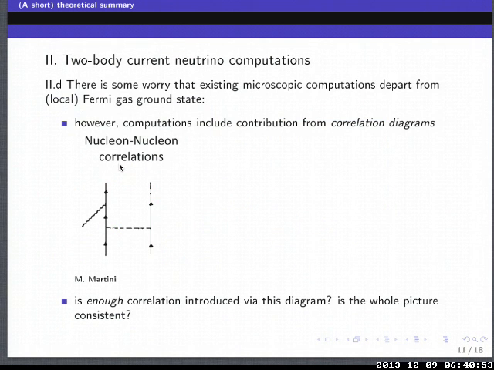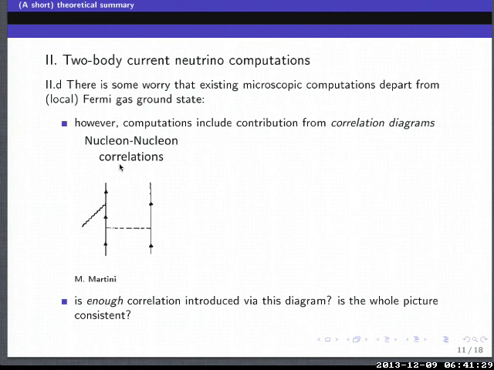Okay. What can be a little bit worrying is what I told you: in the case of Fermi gas or local Fermi gas, in these rigorous computations, the effect disappears. While the microscopic computations which are at our disposal, Nieves and Marco, start from a Fermi gas or local Fermi gas. So this is a little bit puzzling.